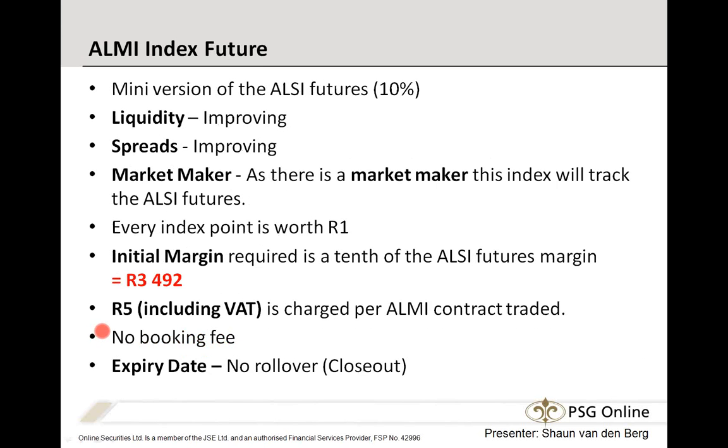Again, you get your margin requirements. In this situation, it's 10% of the ALSI, which is 3,492 rand. It's very cheap. It's 5 rand, and that's including brokerage. No booking fee. And remember, these things do not roll over. They will get closed out.